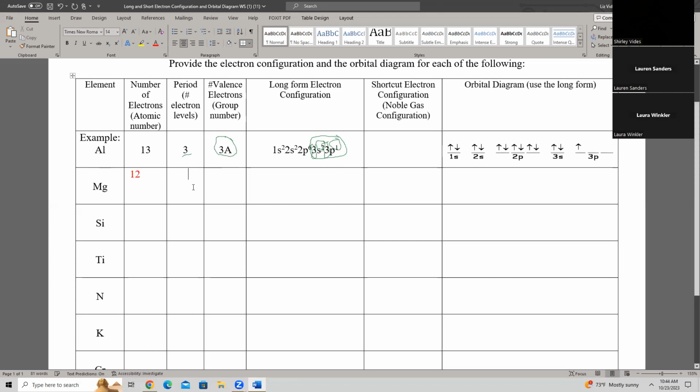What period are we in on magnesium? We're in period 3. Why is it not letting me type? This is annoying. And what valence? Okay, it's 2A, right? Every time I have to click. Yeah, 2A. That's probably because it's already there.